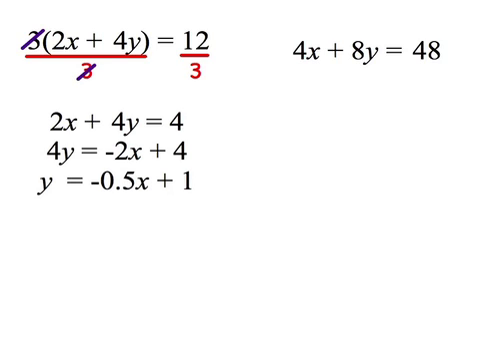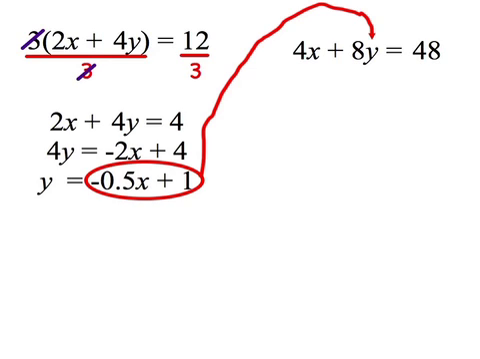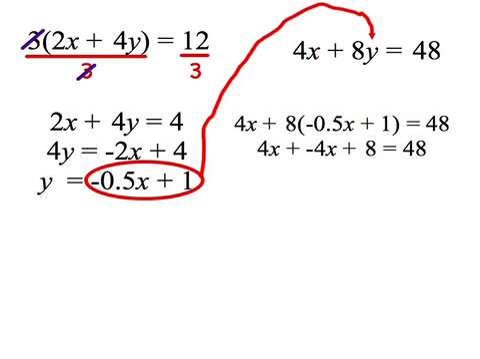And now we're done with the solving for y, that is. And now we take that expression that y equals negative 0.5x plus 1, and we substitute it in for y in the other equation. So now we have this equation. The distributive property tells us that 8 times negative 0.5x is negative 4x, and 8 times 1 is 8. But we see something in our new equation. 4x plus negative 4x is 0. And 0 plus 8, it says, is 48.